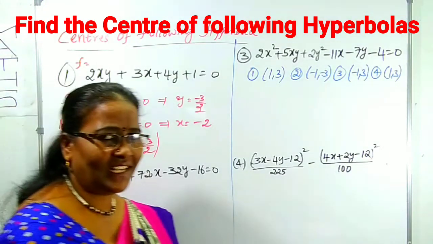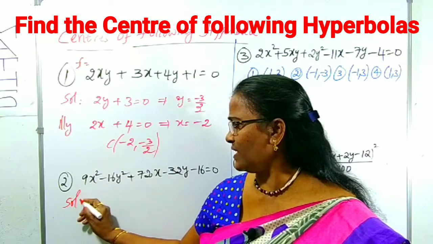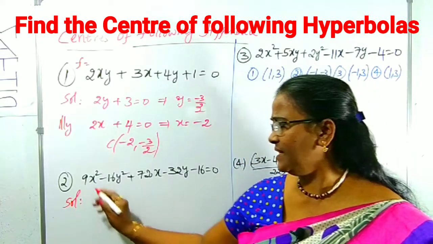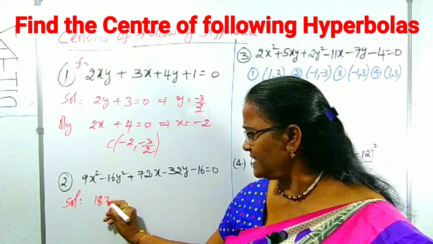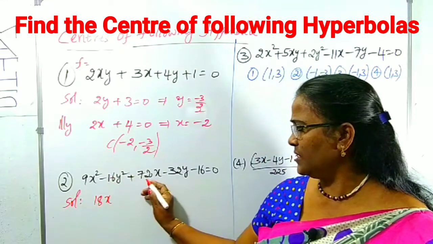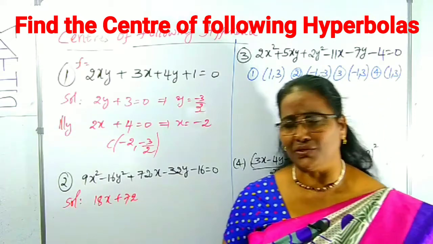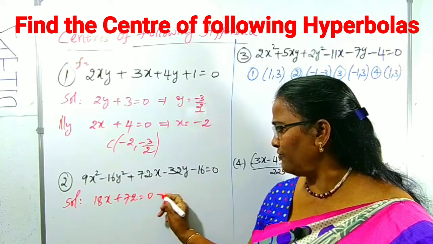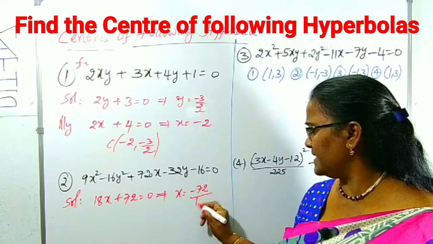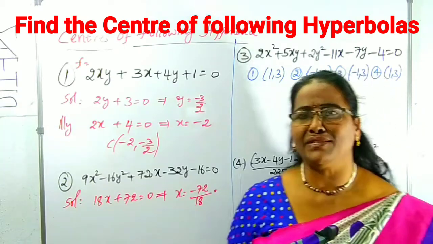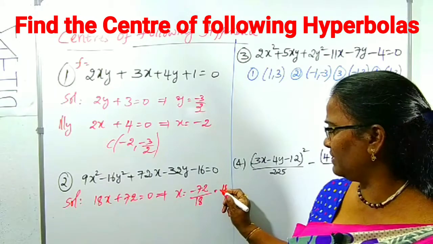Can we proceed the same way? Yes. What is it here? The first term is 9x square. Its derivative with respect to x, treating y as constant here also, is 18x. The next term has derivative 0, plus 72x has derivative 72. The other derivatives are zeros, so 18x plus 72 equals 0. From this, x is equal to minus 72 by 18, which means minus 4.